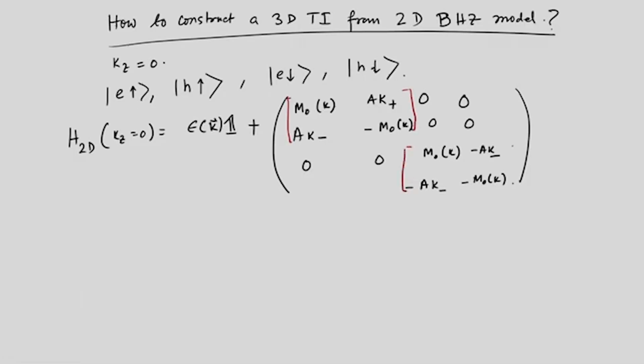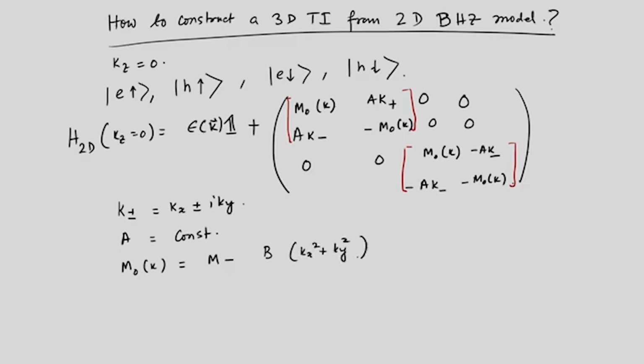Okay. So, that is the BHZ model, and you see that there is a nice block diagonal form that you have here. So, the up and down spins are not mixed, and it can be diagonalized easily, and one can get the solution, which is what we have discussed earlier. So, what is our k plus minus? This is equal to kx plus minus i ky. A is a constant, and this m0k is given by m minus b times kx square plus ky square, and b is a constant.